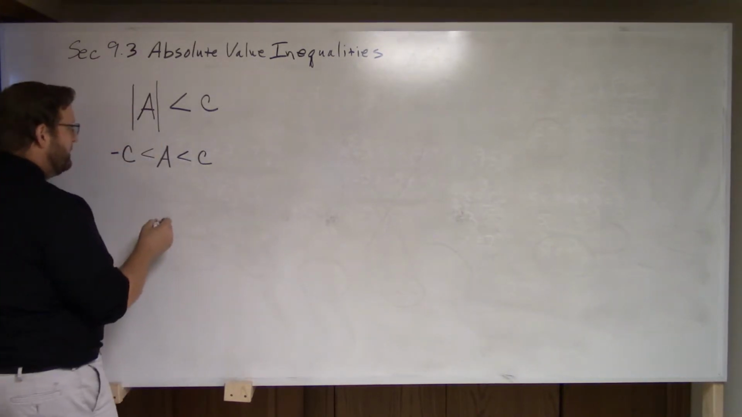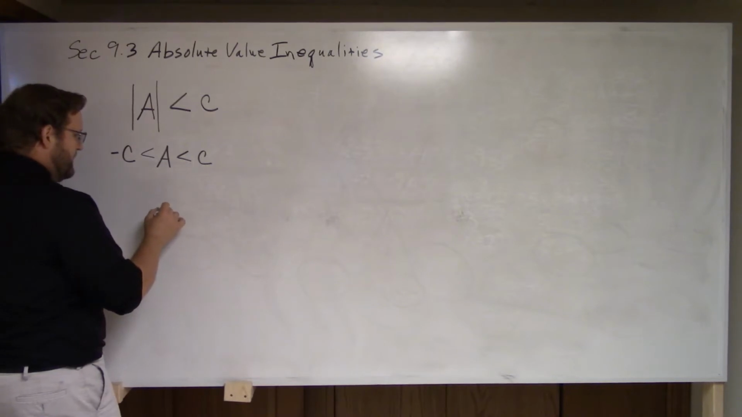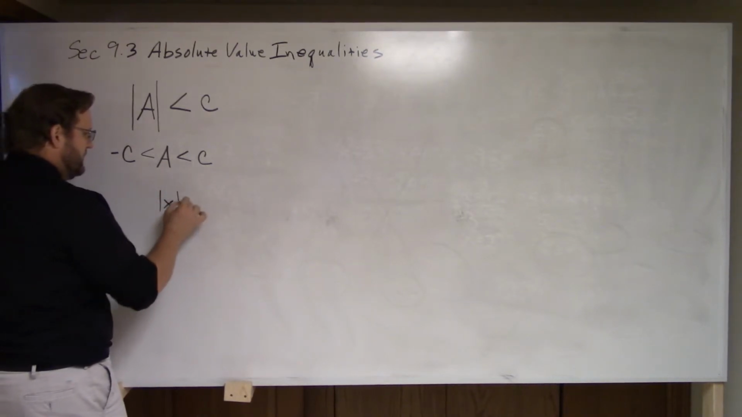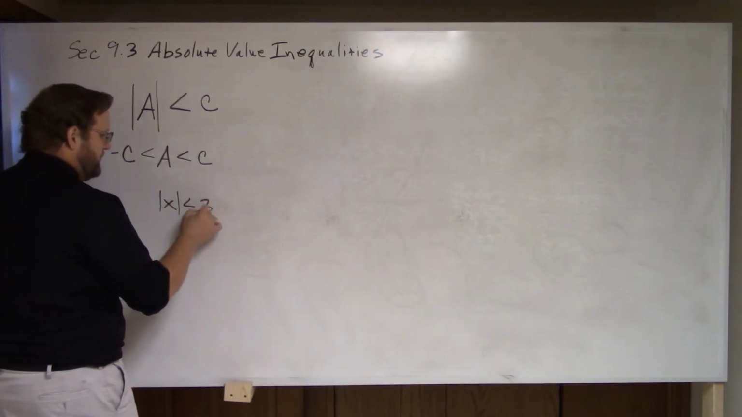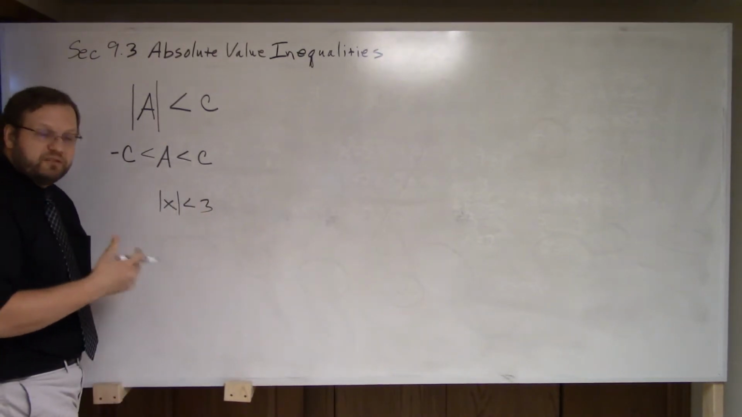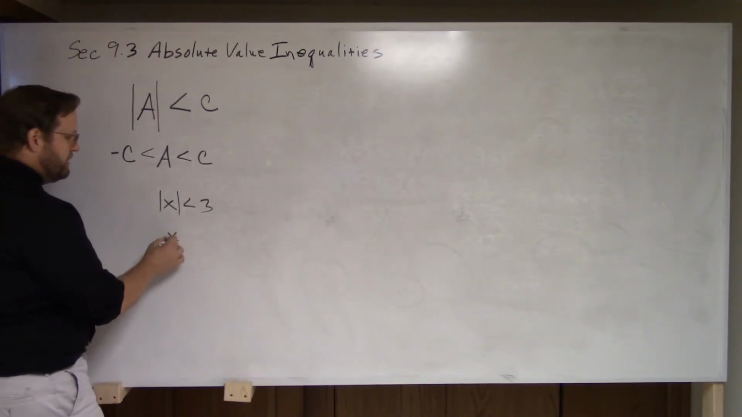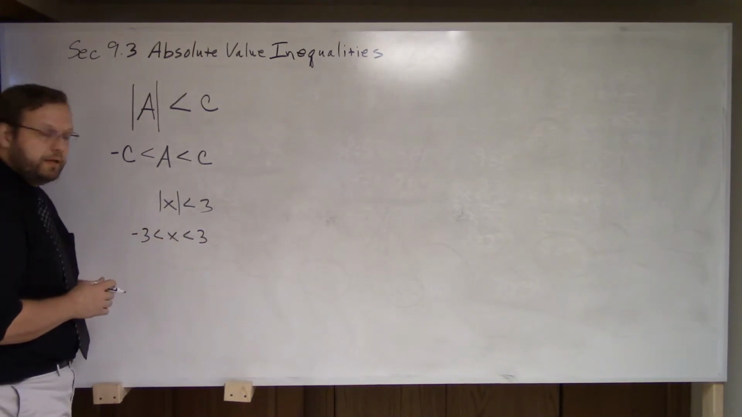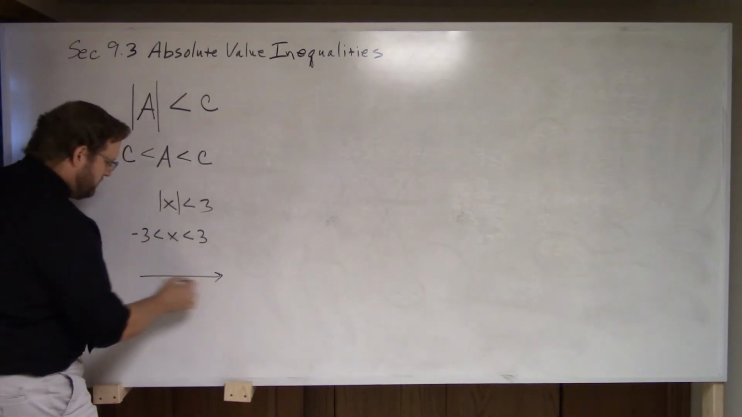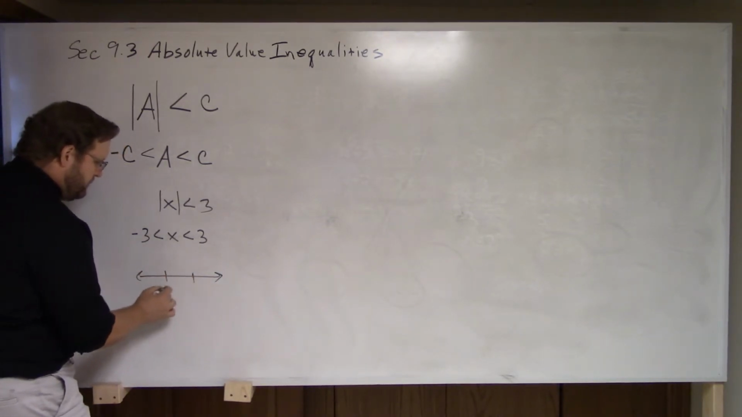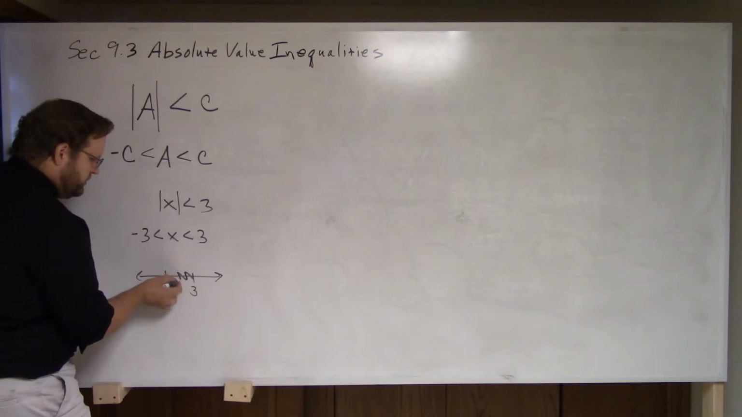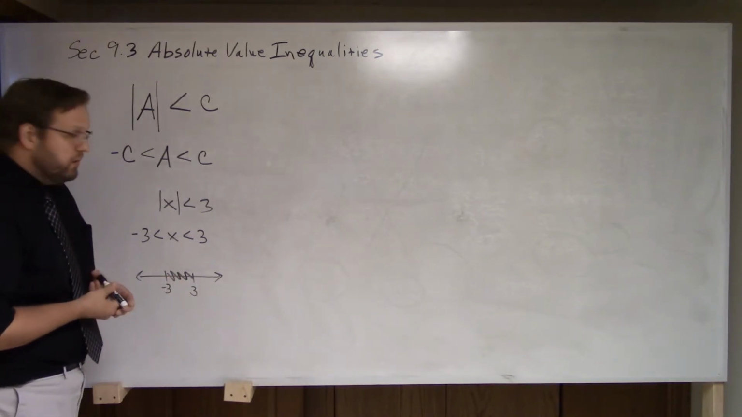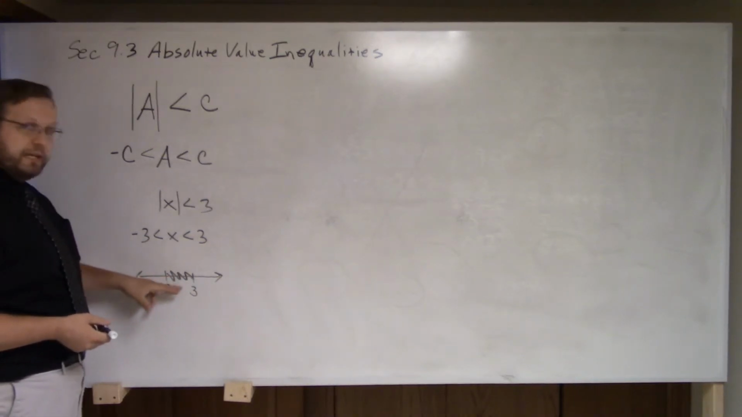Okay? So, why am I doing that? Let's say we have something like this. Let's say absolute value of x is less than 3. If I follow that basic framework, I would drop the bars, then I would copy, change the sign. So if I were to go on a number line, I would be using values in between -3 and 3.